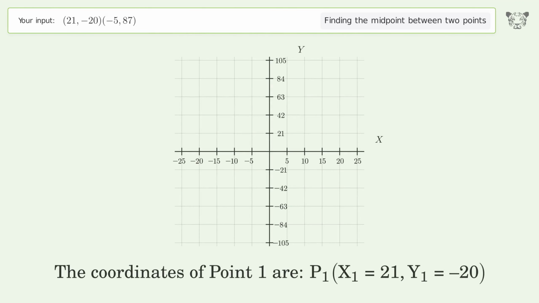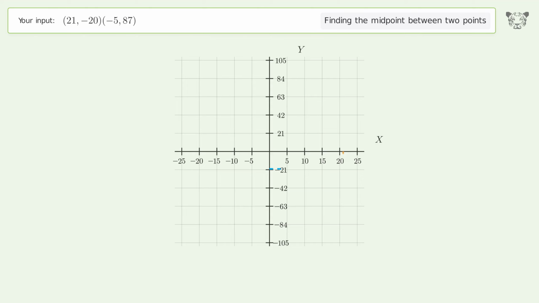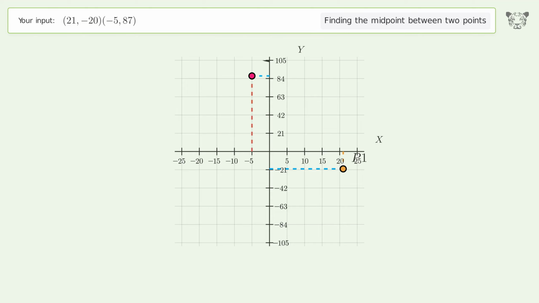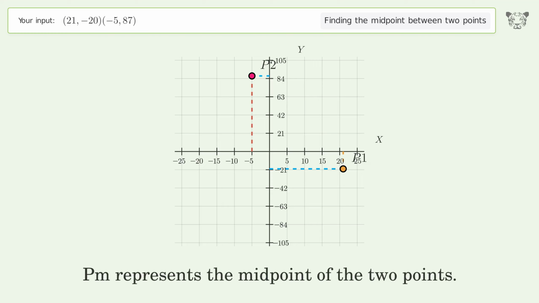The coordinates of point 1 are x1 equals 21, y1 equals -20. The coordinates of point 2 are x2 equals -5, y2 equals 87. PM represents the midpoint of the 2 points.